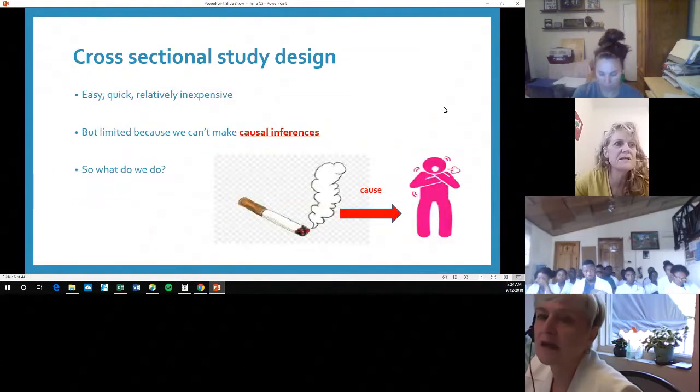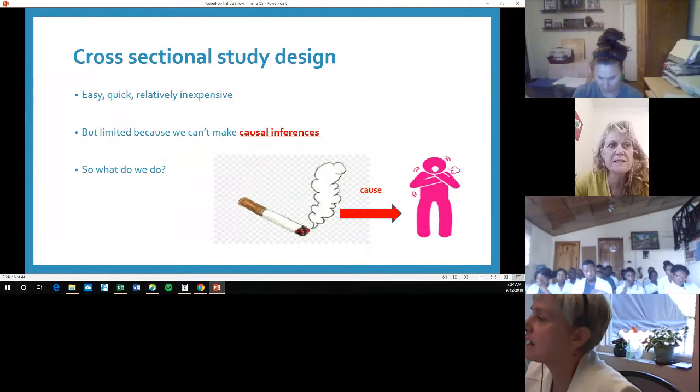So cross-sectional studies are quick and easy and relatively inexpensive, but they're limited because we can't make causal inferences.